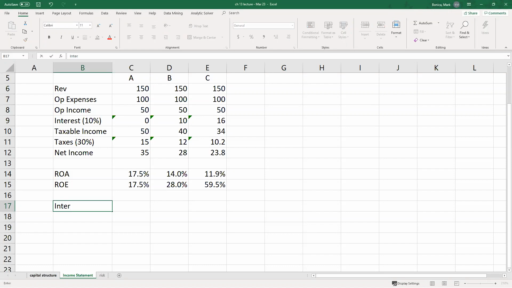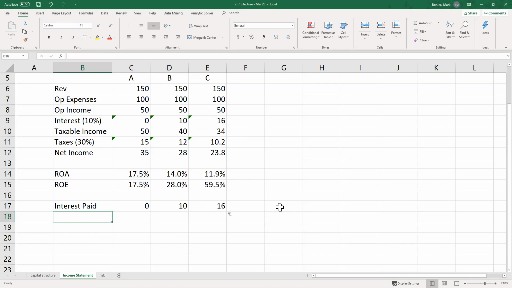So let's put in our interest paid, right? And so we'll just grab that off the line here. I'm just going to do equals that, and I'm going to copy that across. And now I have the interest paid under each of these conditions. So A is 100% equity, so they pay no interest. B was 100,000 in equity and 100,000 in debt, so they're paying 10% on 100,000 in debt, so $10. C had $160,000 in debt, so they're paying 10% of 160,000, which was 16.